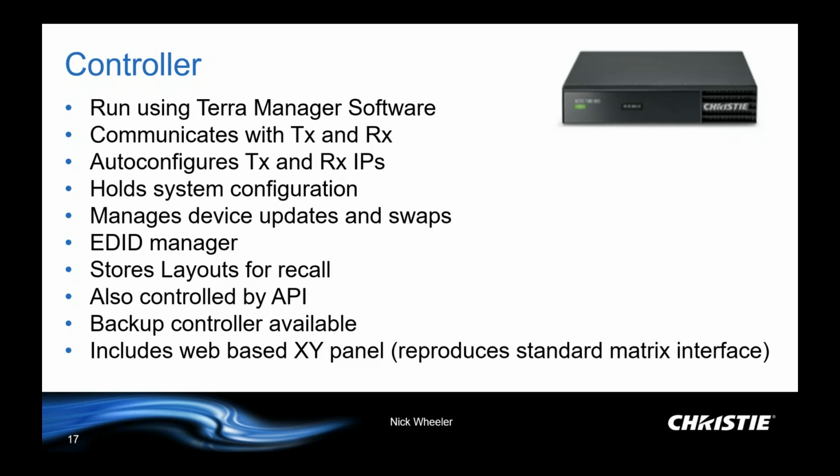You can also have a backup controller for redundancy, and it also has a little web server there, so you can have an XY panel that looks just like the front panel of a matrix switch, where you have inputs, which are the transmitters, and outputs, which are the receivers, and you can use that just as you would a standard matrix switcher, but choosing what you want to switch. So you can choose individual video, either DisplayPort or HDMI, or audio and USB and so on, RS-232, and route them wherever you want.